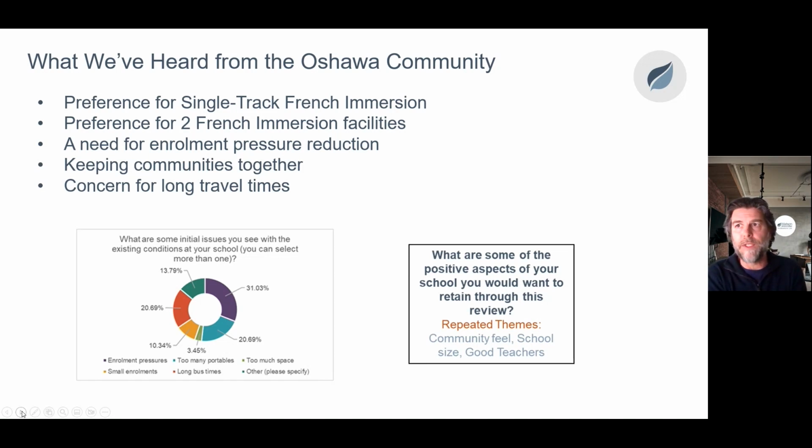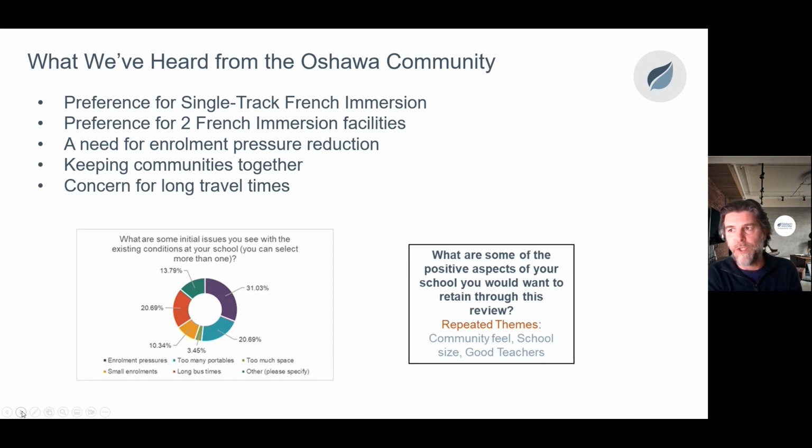One thing that we're starting to hear is that there seems to be a preference for single track French immersion programming. There seems to be a preference for 2 facilities in the city of Oshawa rather than 1, specifically with regard to single track French immersion programming. A lot of the feedback wants to see a reduction in this enrollment pressure that we spoke about. There is a concern or a consideration to try as much as we can to keep communities together. And the public also wants us to consider with regard to any changes that might be made, what transportation implications there are, how long students might be on a bus for.